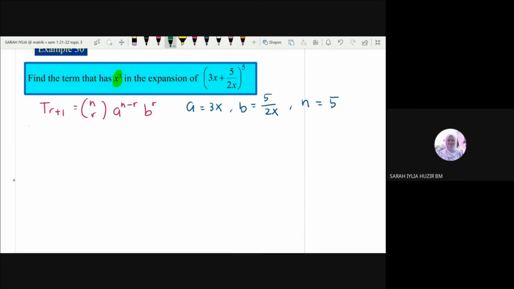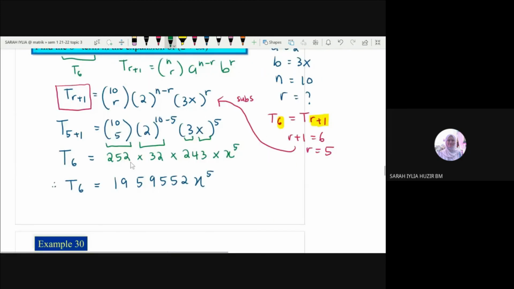Saya tulis semula. We will now have TR plus 1 equal to 5CR, 3x to the power of 5 minus R, 5 over 2x to the power of R. Okay. Bila nampak macam ni, nampak kat first term ada x. Kat second term pun ada x. X tu kita kena simplify dulu sebelum kita start compare. Kalau tak nanti kita dapat jawapan yang salah. Macam soalan sebelum ni tadi, saya patah balik. Tak ada kan? X memang ada kat second term je. So saya tak perlu simplify apa-apa, saya terus start compare.